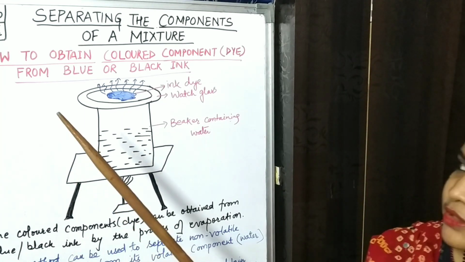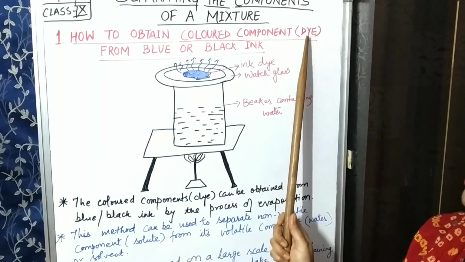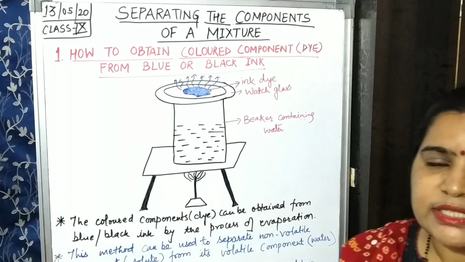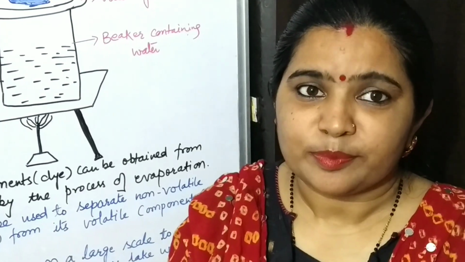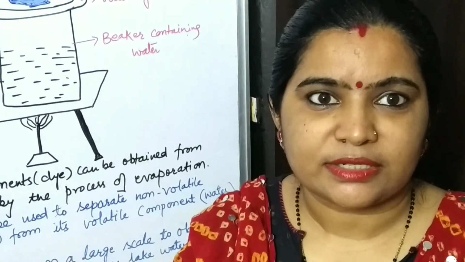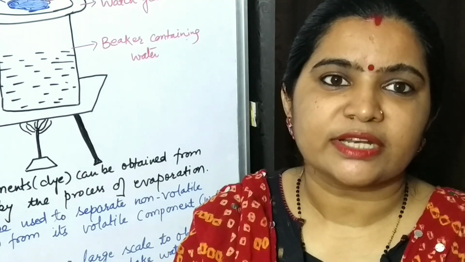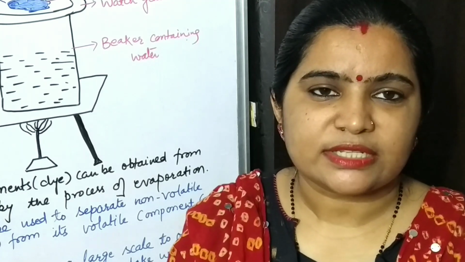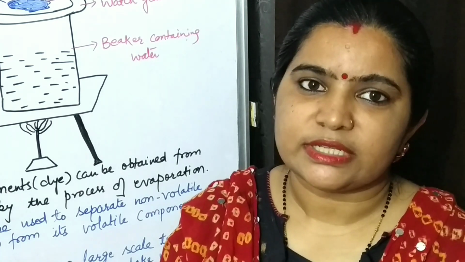The first method is how to obtain the colored component, that is dye, from blue or black ink. Since our childhood we are using black and blue ink, but do we know that we can separate the components from it? Yes, children, we can separate them out. Now, what is the method to separate them out? That today we will discuss.